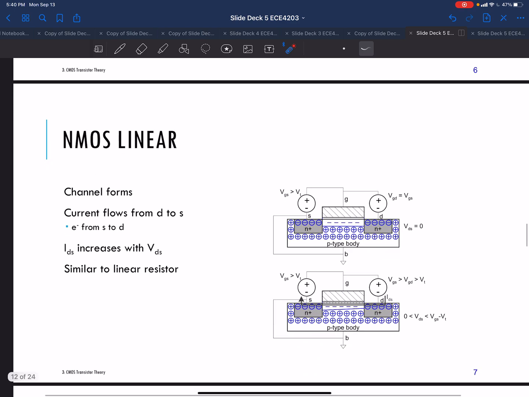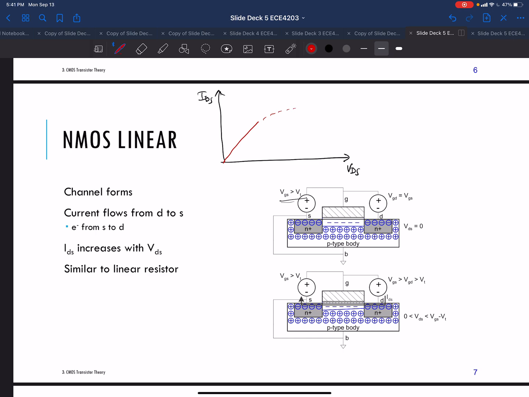So here, if I draw what regions we're in, and I draw VDS, IDS, and let's say we pick any voltage VGS higher than VT. The portion of the curve we're looking at is, if you remember, the NMOS current versus VDS.